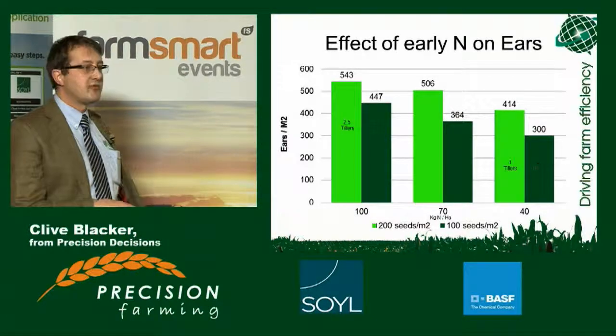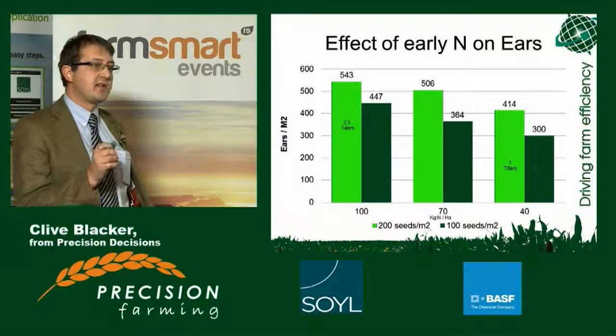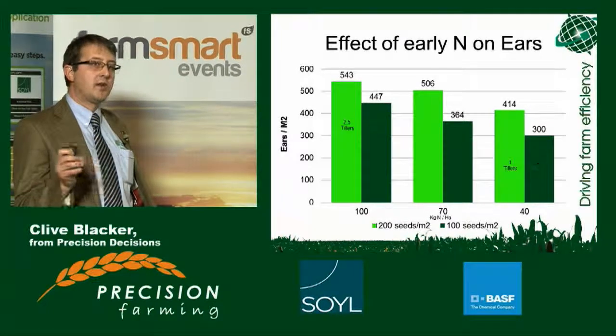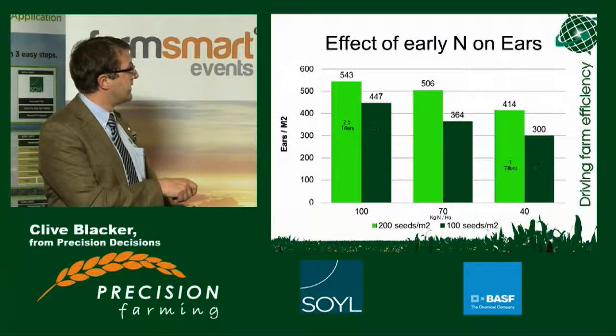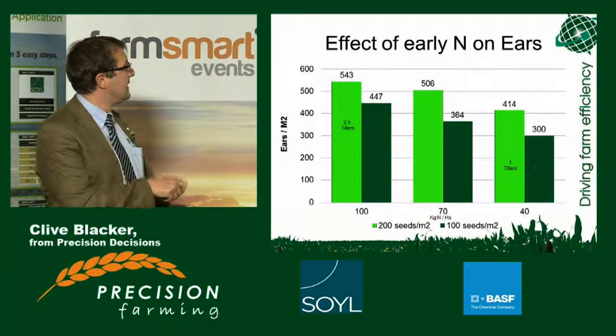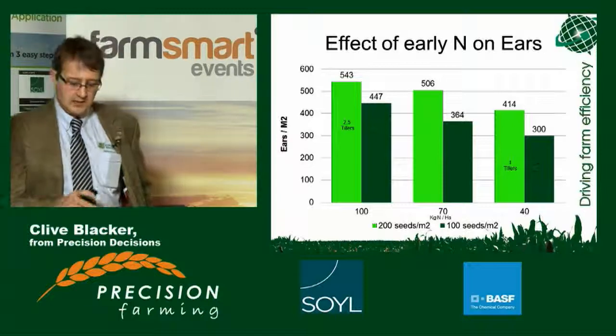We've applied 220 kilos to all these treatments, so they've had the same total amount of nitrogen. All we've done in this instance is change the splits. So we've looked at 40 kilos early, 100 kilos early, and then counted the tillers.